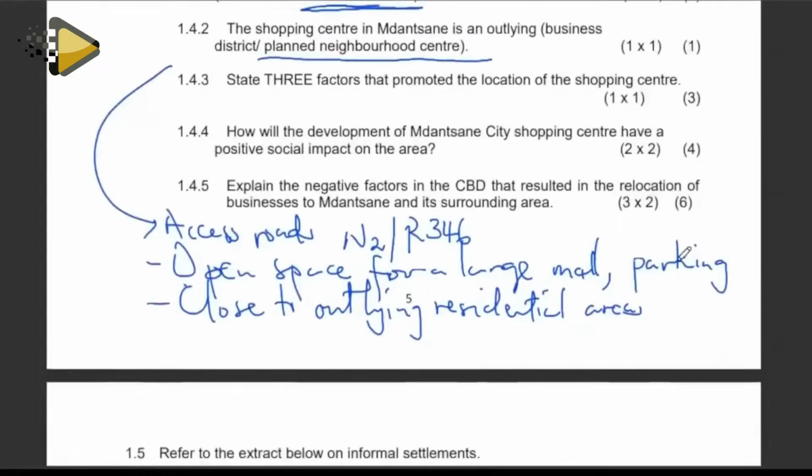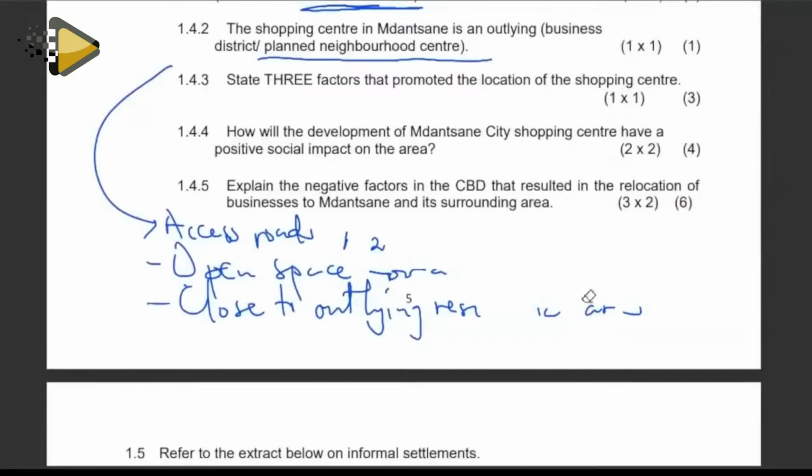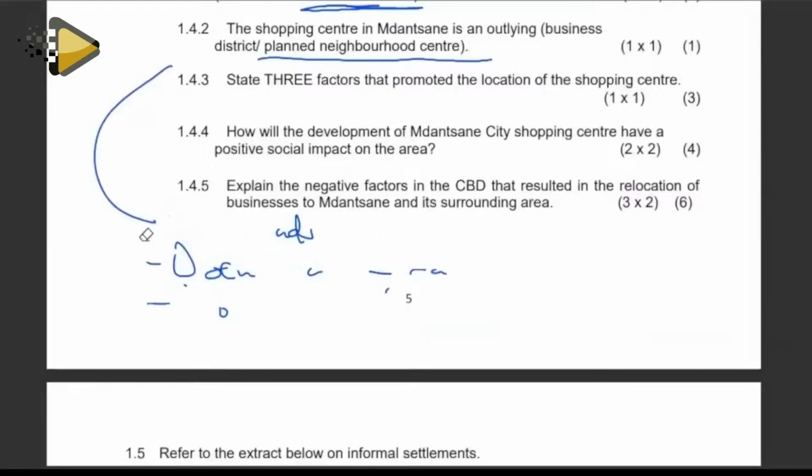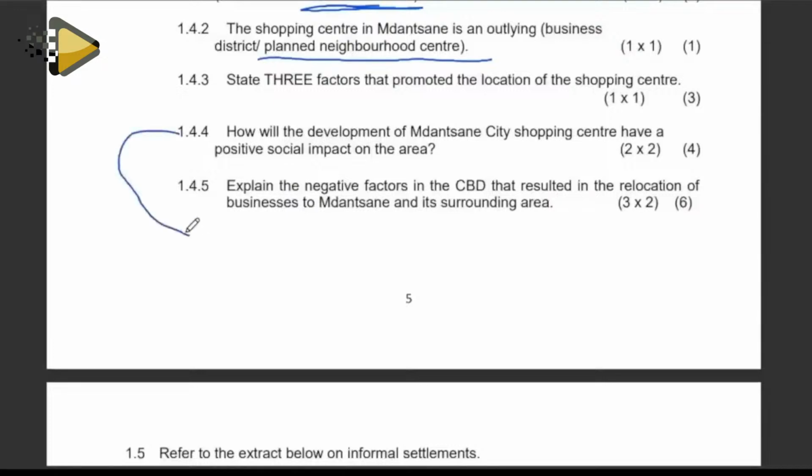Right. Then the next question is saying, how will the development of Mdantsane City Shopping Center have a positive social impact on the area? The question is saying positive social impact. We are saying, how is the society around the area going to benefit from the development of that shopping center?